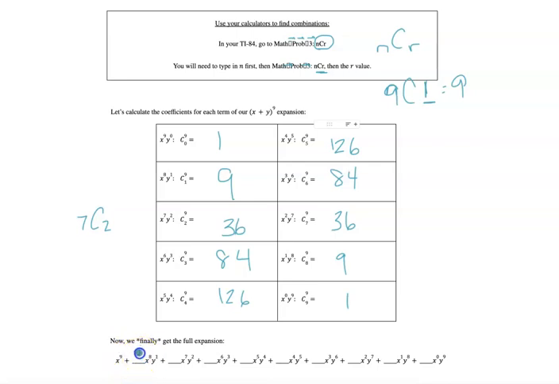We put these coefficients in here. We have 1x to the 9th, 9x to the 8th y to the 1st, 36x to the 7th y squared, 84x to the 6th y cubed, 126x to the 5th y to the 4th, 126x to the 4th y to the 5th, 84x cubed y to the 6th, 36x squared y to the 7th, 9x to the 1st y to the 8th, and 1x to the 0 y to the 9th.